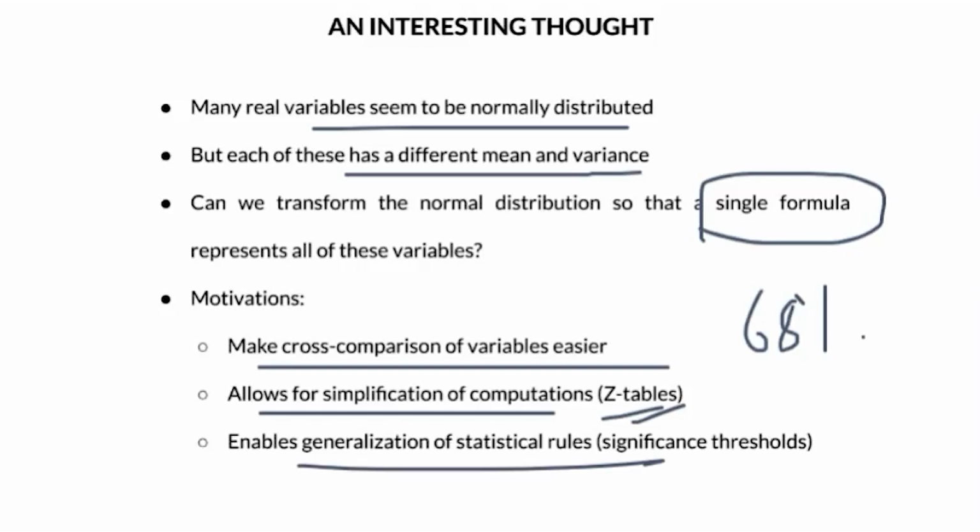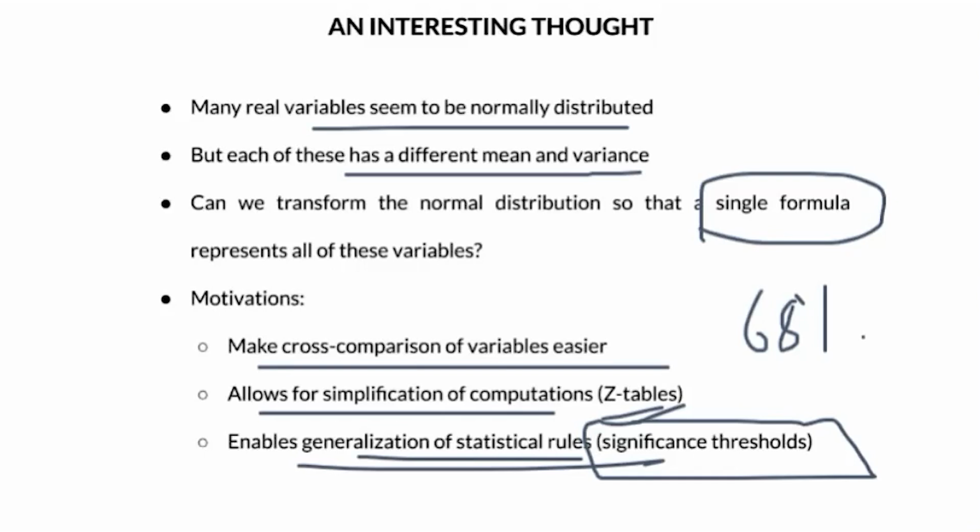And it also enables the generalization of statistical rules. So data scientists and statisticians, when you do hypothesis testing, which you will be dealing with in the next week, there are something called significance thresholds. Now, with all of these normal distributions, if there is a single formula or a single distribution which can represent all of these, then you can have a single significance threshold. I am happy with 95% confidence, I am happy with 90% confidence, whatever, right?